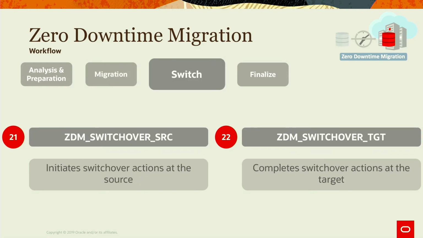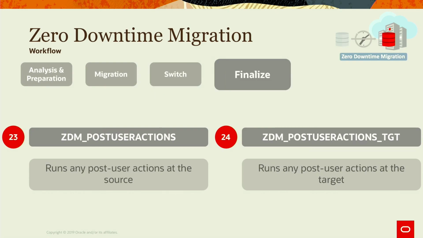We then move to the switch phase, and we initiate switchover actions at the source database, and we complete the switchover actions at the target database, right? This includes also the role swap. So now the database on the cloud is a primary, and the database on premises is a standby. Now you may want to have any post-user actions, so anything that has to be done after migration and after role swap. So we run them at the source, and we run them at the target. This is if you have configured this. If you didn't, then we skip these 2 steps.